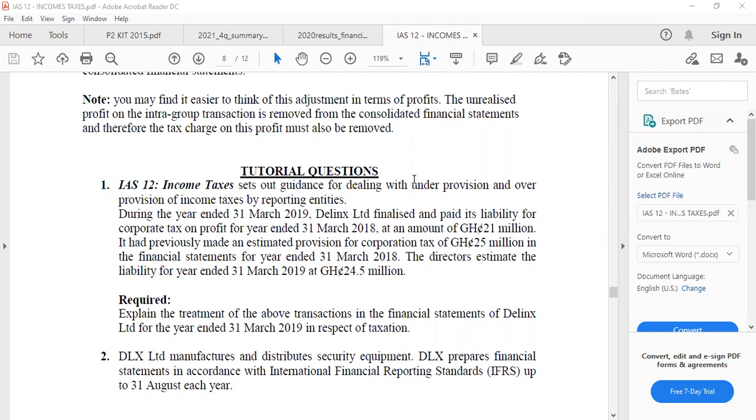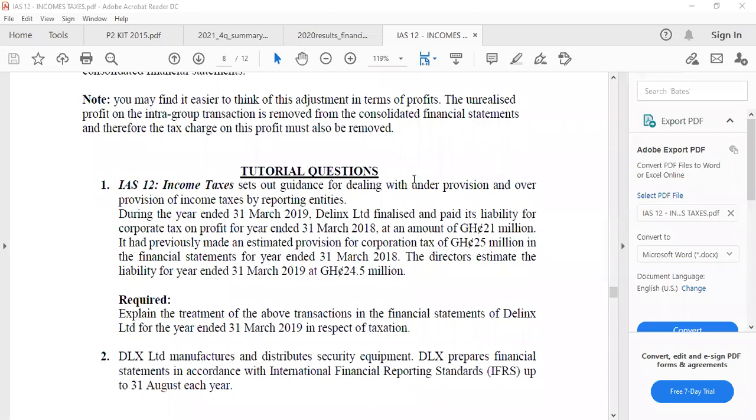The explanation will be the difference between the 25 million, which is the estimate for the previous year, and then the actual amount paid. It represents an over provision relating to the year ended 31 March 2018, which amounts to 4 million, the difference between 25 million and 21 million. So in the current year statement of profit or loss, the Links Limited is going to charge a current tax of 24.5, then you put the over provision in a bracket and net it against it.